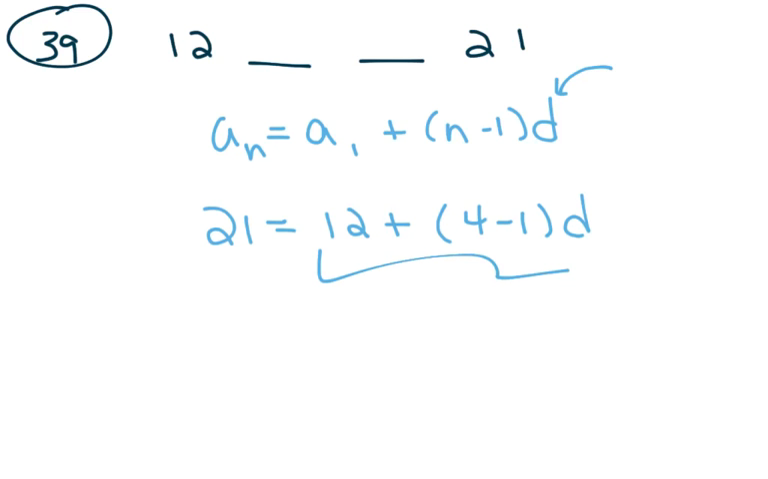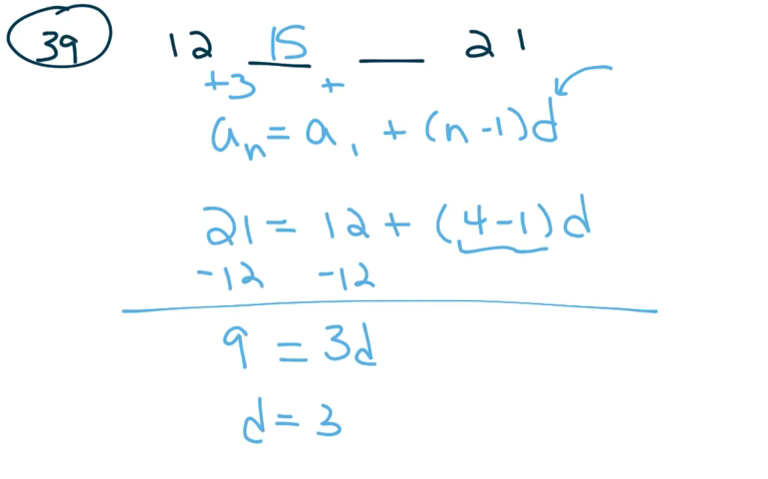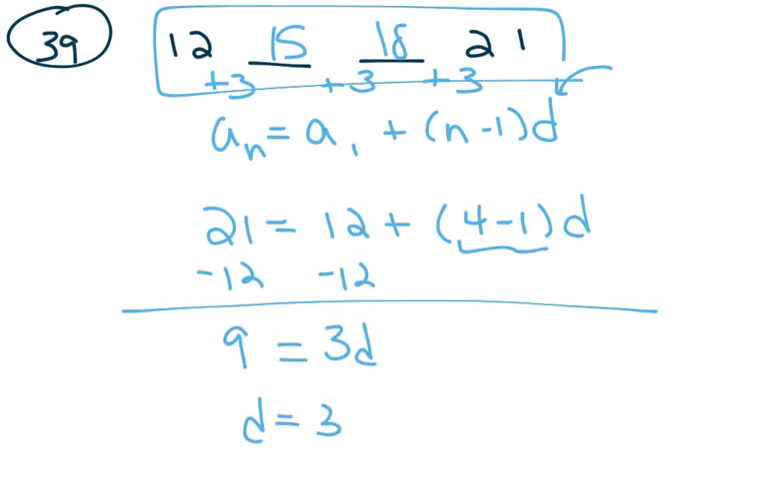These cannot be added, so I'm going to start by subtracting 12 from both sides. So I get 9 is equal to 3d, so d must be 3. That means I'm adding 3 each time. So negative 12 plus 3 is negative 9, plus 3 is negative 6, plus 3 is 21.